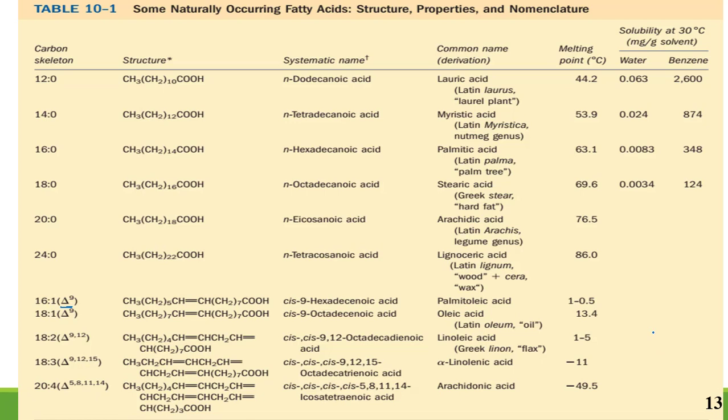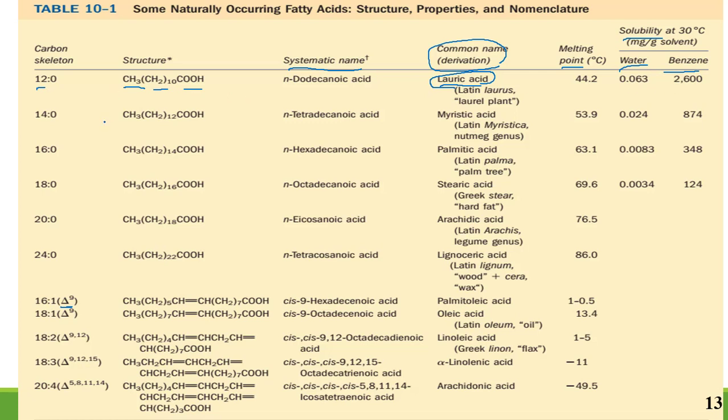Okay, we start with lauric acid. The number of carbons in the skeleton is 12, and the structure you can see here, CH3, CH2 ten times, and COOH. They have a systematic name and a common name, and we use the common name for fatty acids. The common name of this compound is lauric acid. And you can see the melting point, solubility in water and benzene. Benzene is a nonpolar solvent.